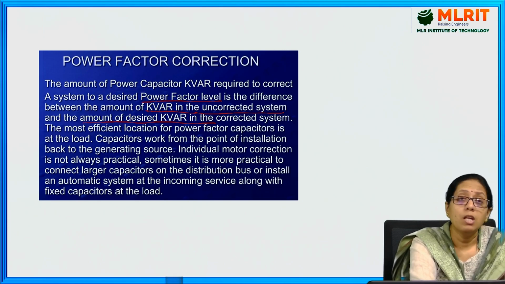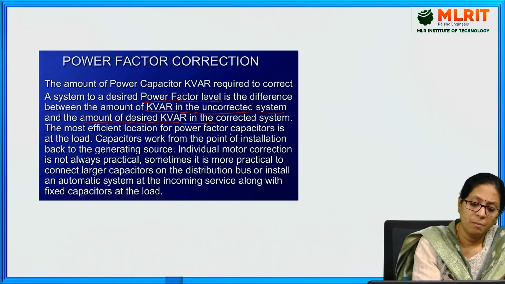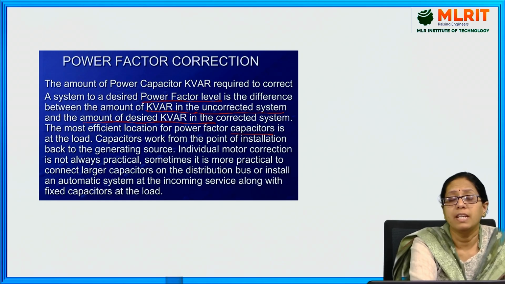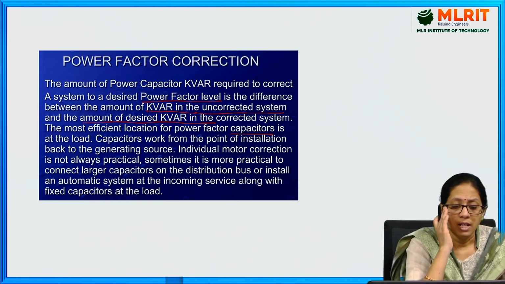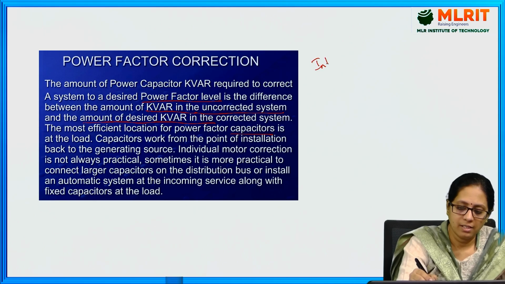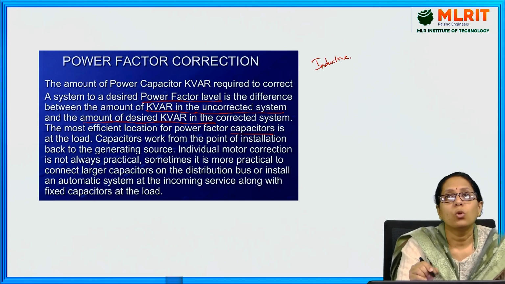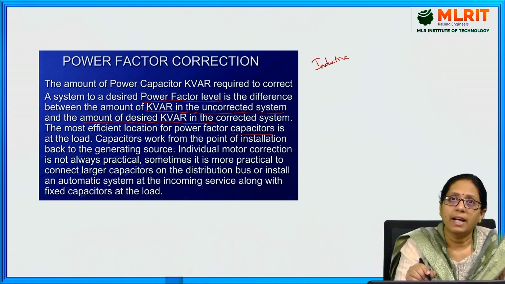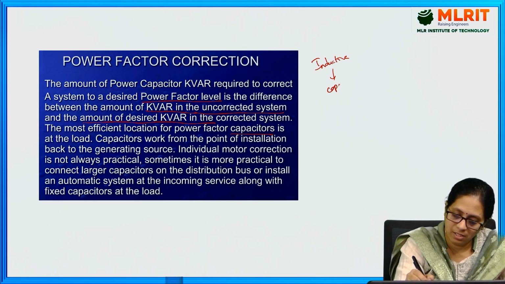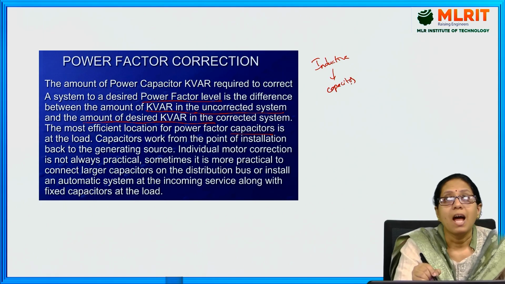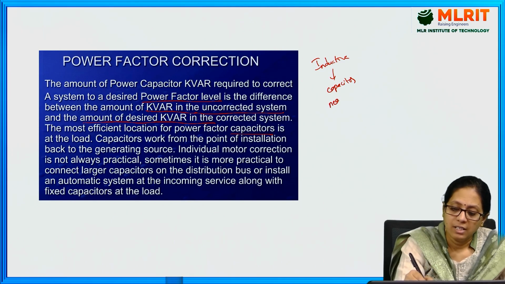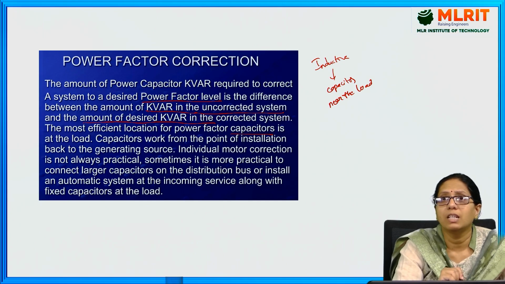The most efficient location for power factor correction using these capacitors is near the load. The loads, as I said, are inductive loads, and inductive loads produce reactive power. In order to compensate this reactive power, we place capacitors in parallel to them, and these capacitors are mostly placed near the load.